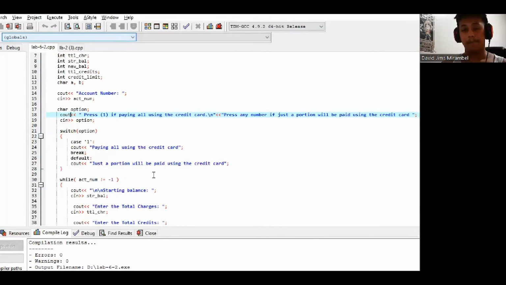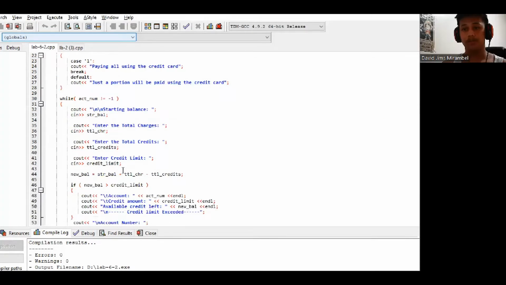And here is the formula for the new balance, and this if statement says that new balance is greater than credit limit. If you successfully type your starting balance, total charges, and credit limit, the available credit left will appear with the formula. New balance is equal to starting balance plus total charges minus total credits.